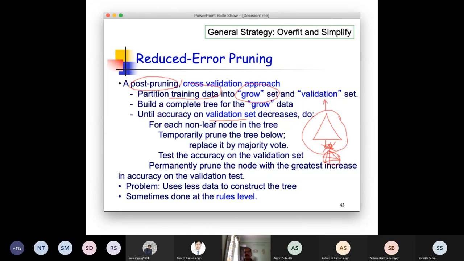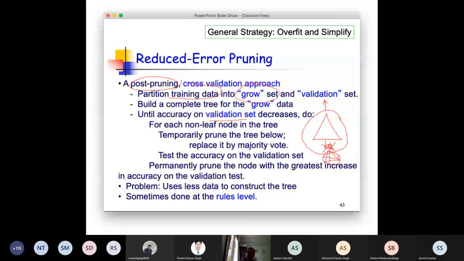So you find out what is the accuracy with respect to this validation set. You find out how many times it is correctly labeling and how many times it is not, and accordingly you can find out the accuracy. So if it is overfitting, you will find this accuracy is increasing. This accuracy is more than the accuracy of the previous model, the deeper tree. So you should accept it.